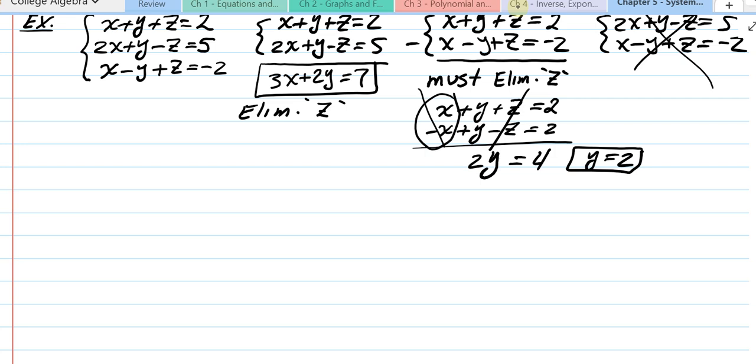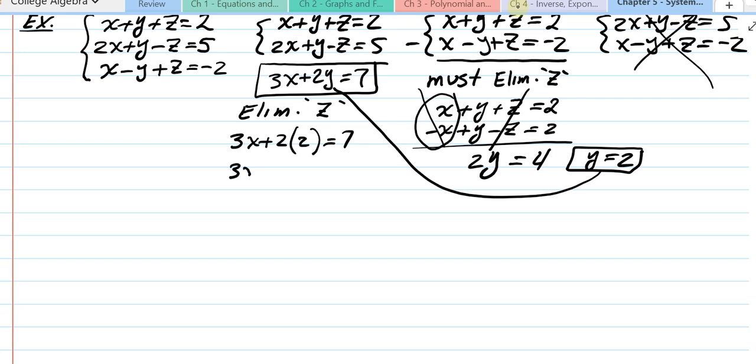Now, once we have the solution for y, we can back substitute in this one. The equation is 3x plus 2 times y equal 7. That gives me 3x is equal to, subtract 4, we get 3, so x is 1. There. We got that one.